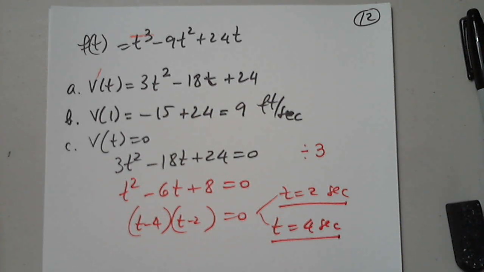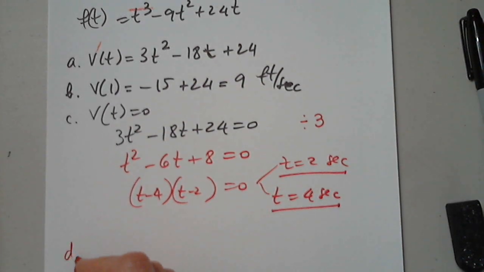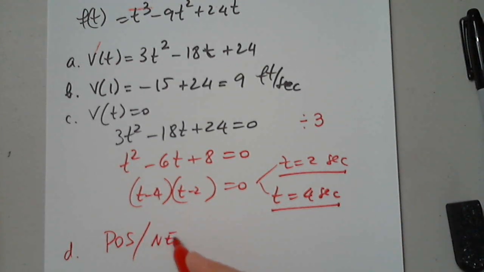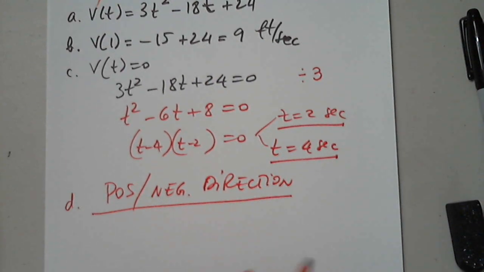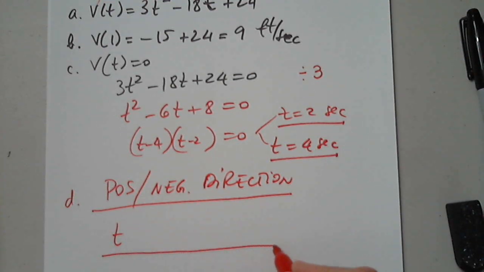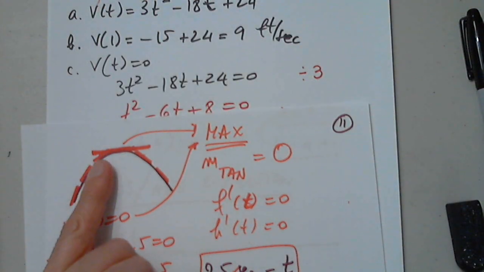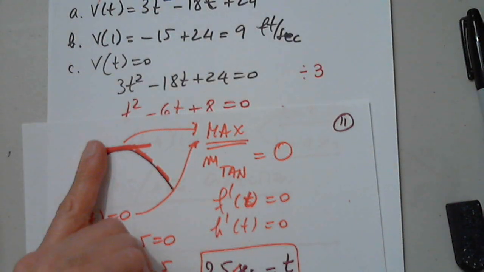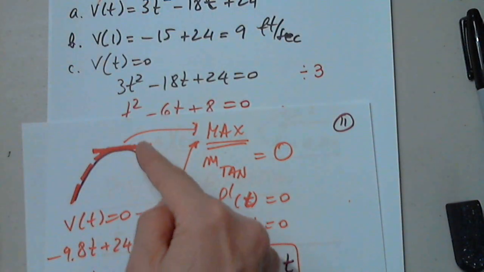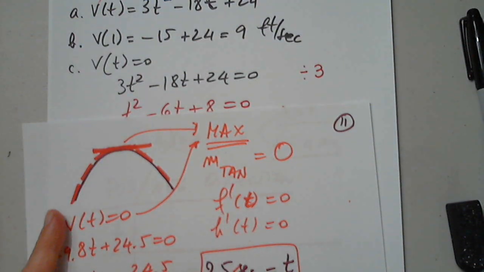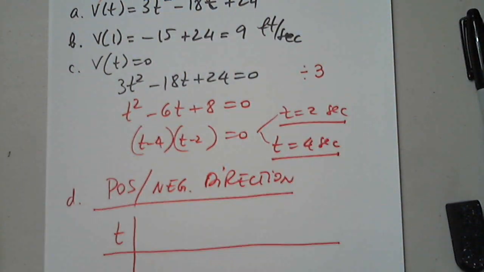When is the particle moving in the positive direction? I'm adding here also negative direction. Positive, negative direction. Okay, so we are going to study the sign of the velocity because we already discussed in the previous examples that when the velocity is positive, the particle is going up. When the velocity is negative, the particle is going down. So it's going in positive direction and in negative direction.